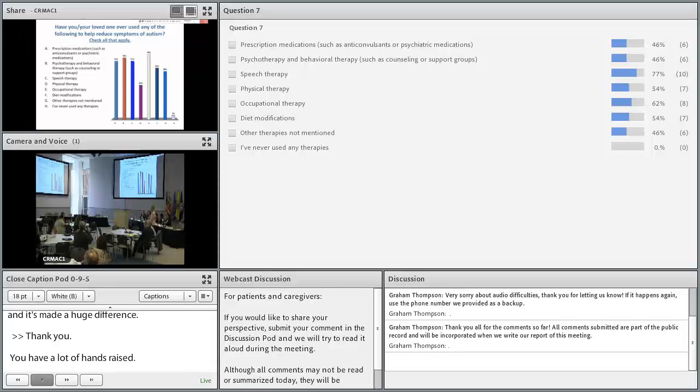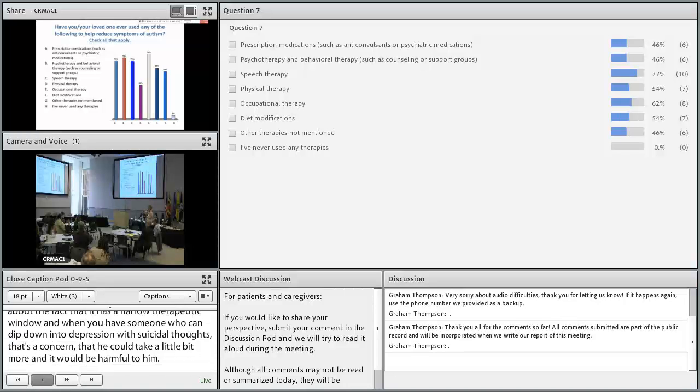For me as his mom, I worry about the fact that it has a very narrow therapeutic window, and when you have someone who can dip down into depression with suicidal ideations, that's concerning. He could take just a little bit more and it would be very harmful to him. The blood draw, he's willing to accept those, but it is a challenge.